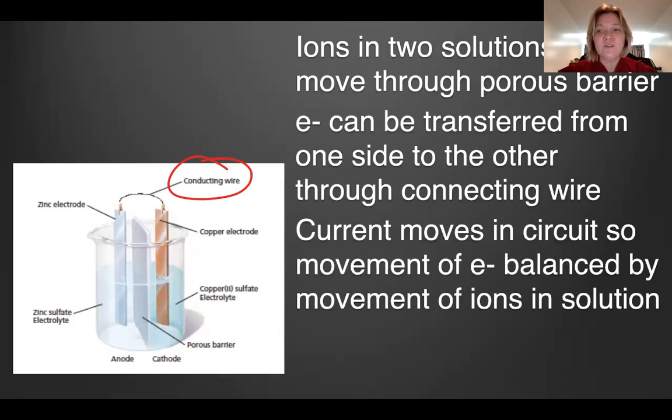The current moves in a circuit, so the movement of the electrons is balanced by the movement of negative ions in solution. So if zinc is oxidized and copper is reduced, then the electrons are going to go from here to here. And then the sulfate ions are going to go from here to here.